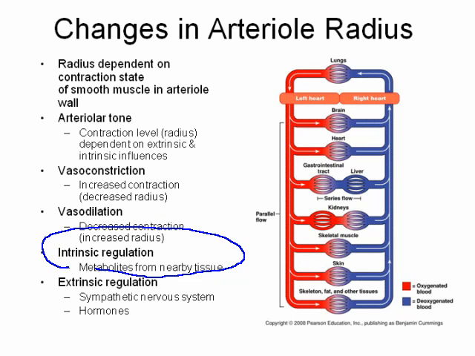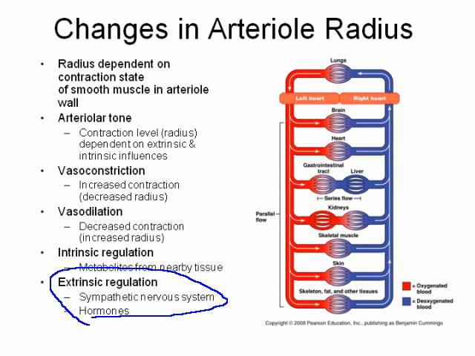The intrinsic regulation is by metabolites from nearby tissue. Obviously, where there is a greater level of metabolic activity, let's say in skeletal muscle cells, they're going to need more oxygen and more nutrients provided to them. So the metabolites that result from the consumption of oxygen and those nutrients build up, and they act as a signal that causes the capillaries as well as the arterioles leading into them to dilate. And then we have the sympathetic nervous system and hormones that can act as extrinsic regulators.